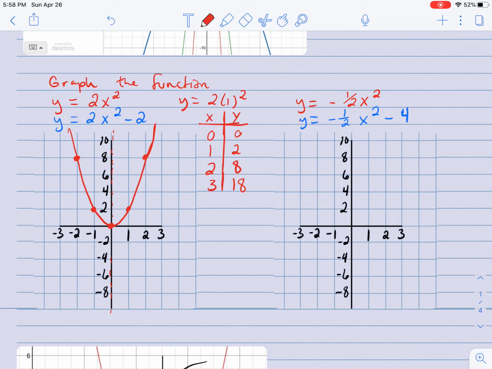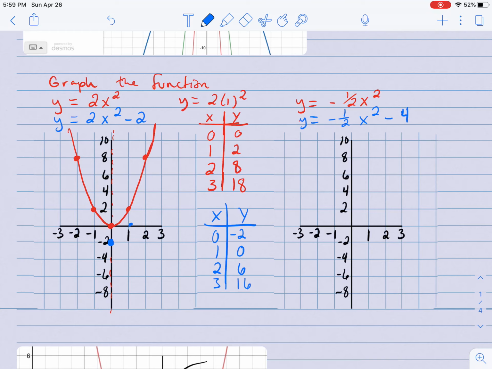Okay, so the next one's going to be the same, except now we're going to drop our vertex down because now it's -2. It's still a positive a, so it opens up, and our axis of symmetry is still the y-axis. But now all it's going to do is drop everything down 2. So 0 is now -2. When x equals 1, you would get 0. When x equals 2, you'd get 6. And when x equals 3, you'd get 16.